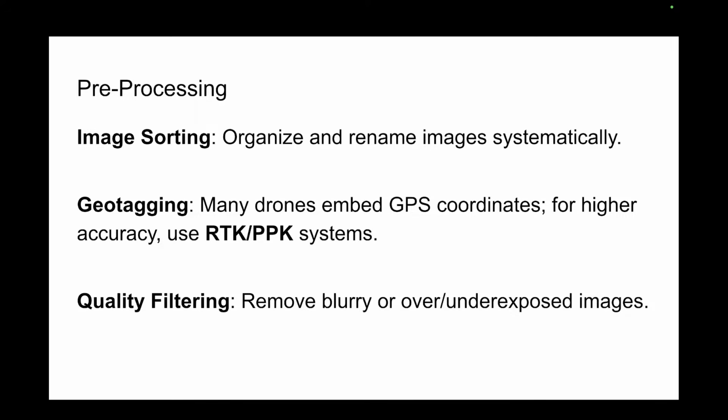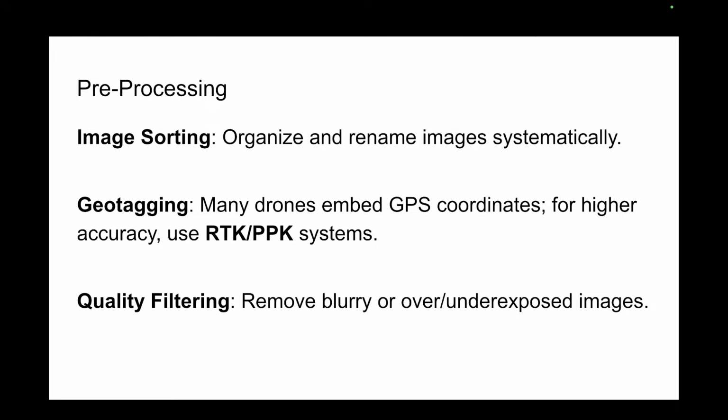For higher accuracy, we use RTK or PPK systems. If you check some drones, they simply take the GPS location. Further, this GPS location helps you make the image georeferenced. So this is called geotagging in some drones.